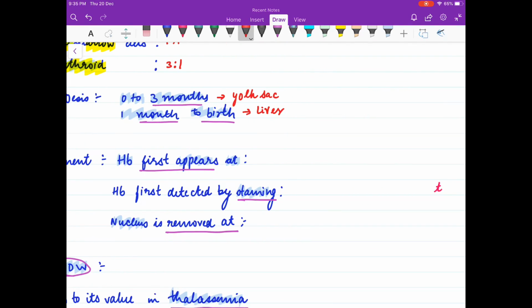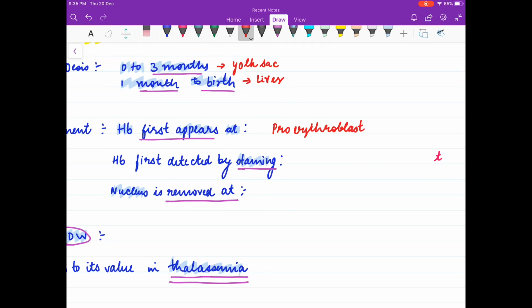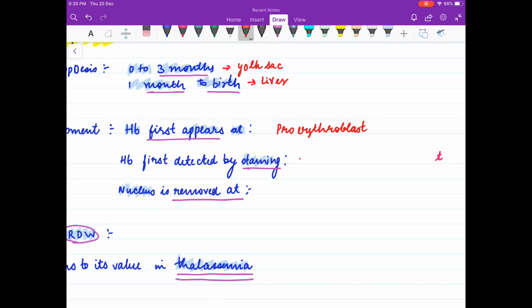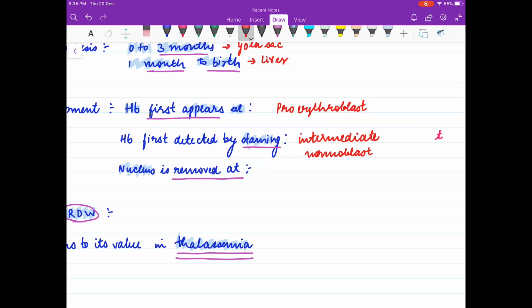Hemoglobin first appears at pro-erythroblast stage. Hemoglobin first detected by staining is at which stage? Intermediate normoblast stage. Nucleus is removed at which stage? Late normoblast.